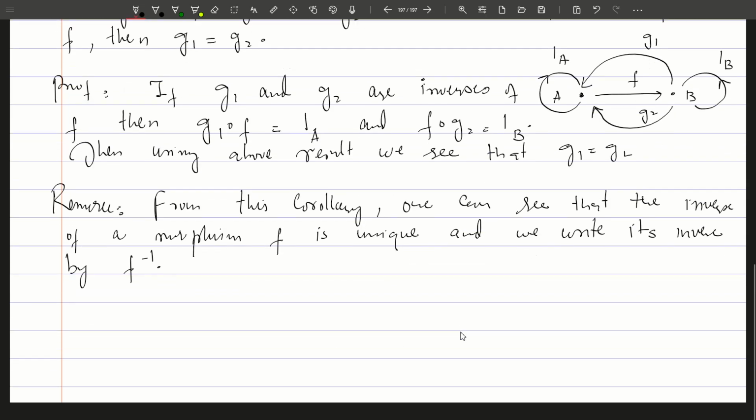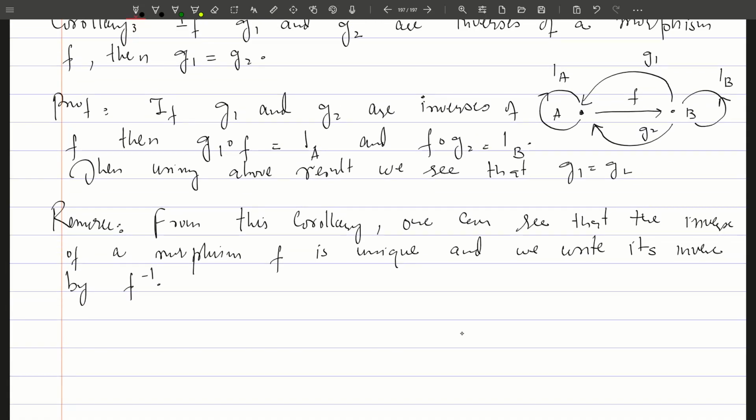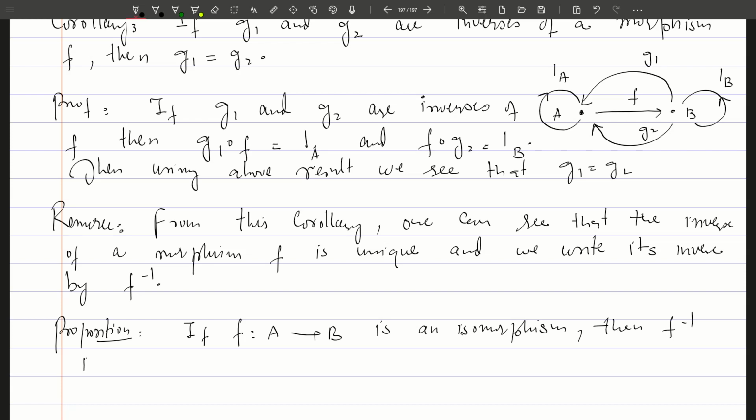Now we have one more result here. Suppose we have a morphism, say f from A to B, this is an isomorphism. Then we claim its inverse is also an isomorphism.